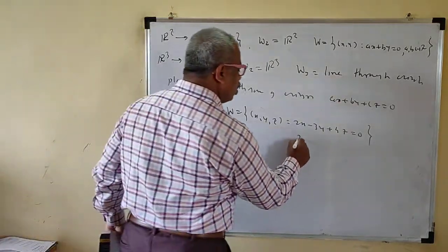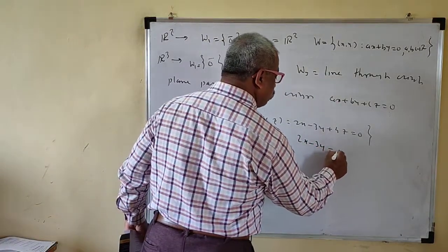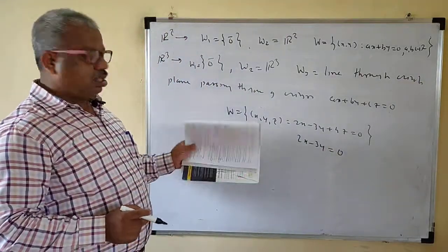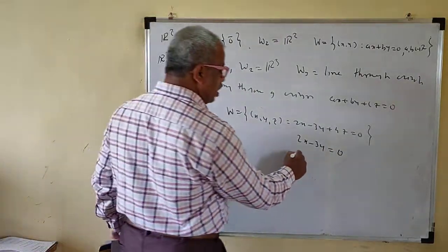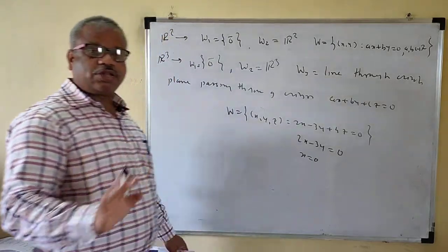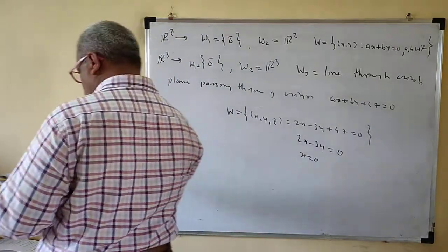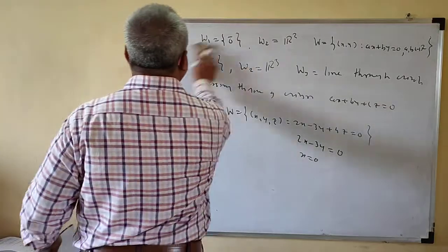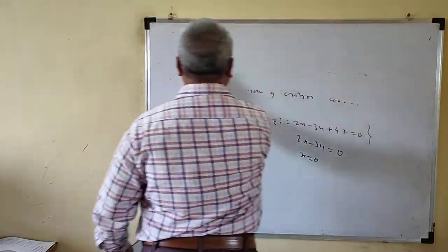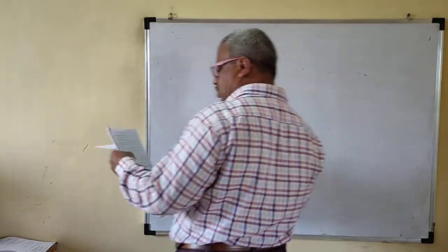Even if you write 2x - 3y = 0, this is also a subspace. Even if you write x = 0, it will also be a subspace. Note that. These are the subspaces of R3. Now we'll see some examples of subspaces.